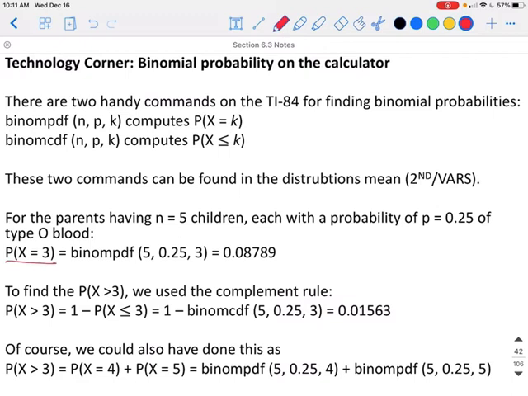So the probability that x is less than or equal to 3 is 0.984375. To find the probability that it is more than 3, we would just do the 1 minus that 0.984375, and that will give you about 1.6%. Of course, you could have just found exactly 4 and exactly 5 and added those two together as well.